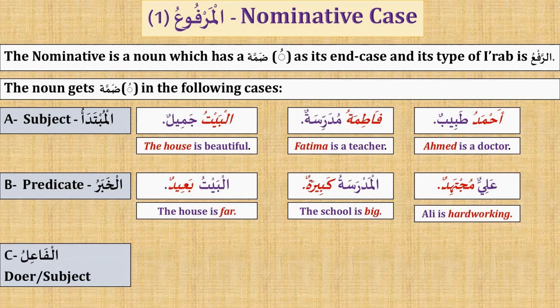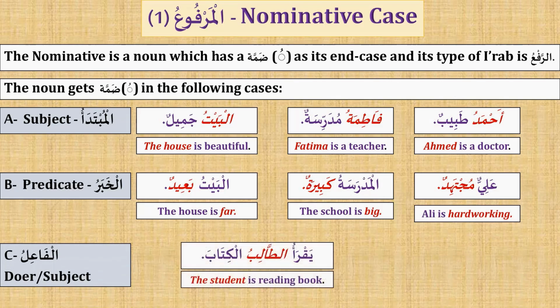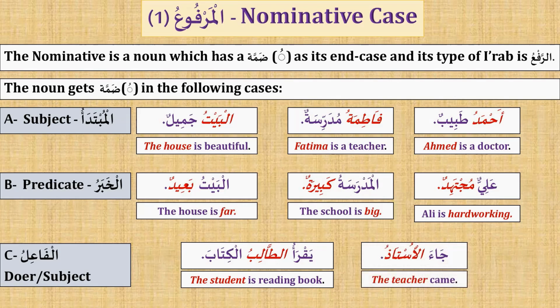The next case is al-fa'il, doer, subject. Example, yaqra'u at-talibu al-kitaba. The student is reading a book. The noun at-talibu is fa'il, doer of the verb, and it ends with dhamma. Next example, Ja'a al-ustadhu. The teacher came. Ustadhu is fa'il, doer. It must end with dhamma.